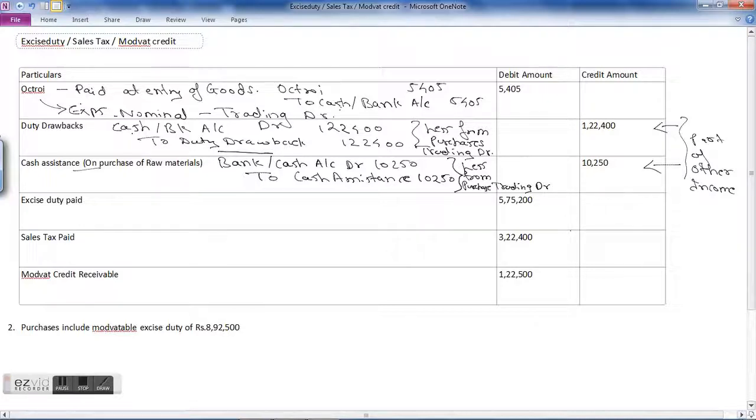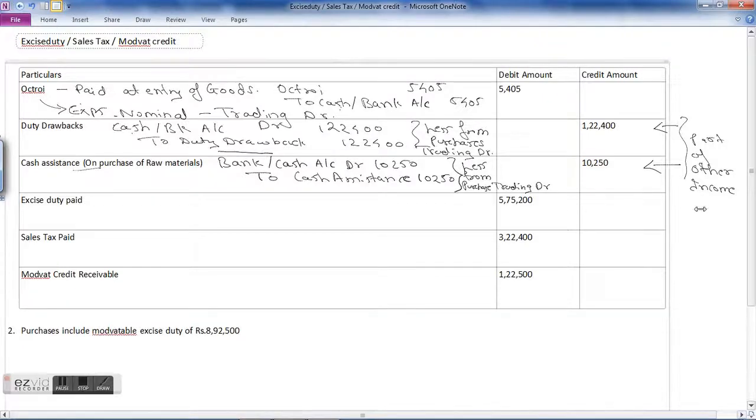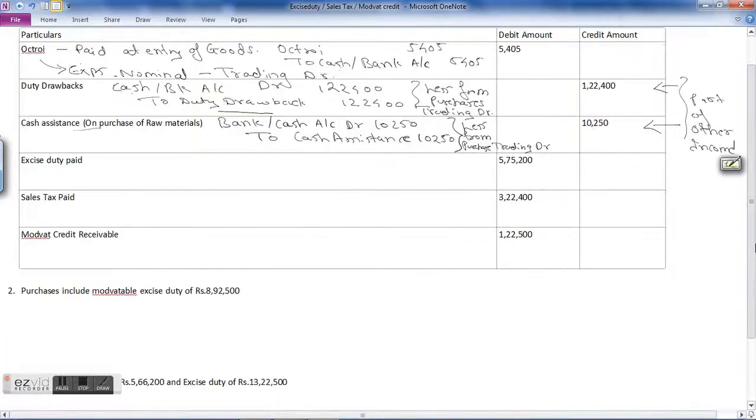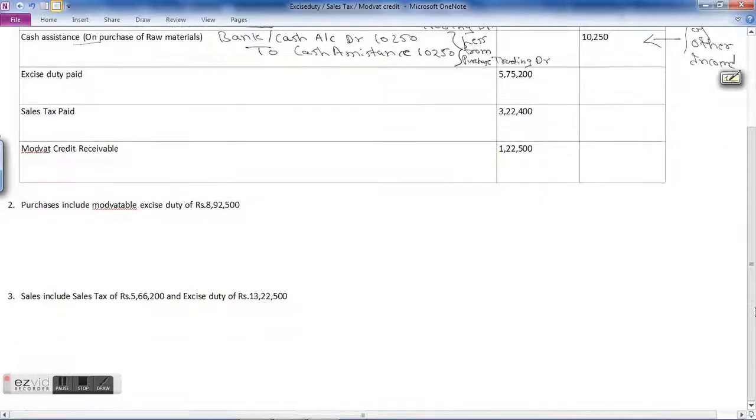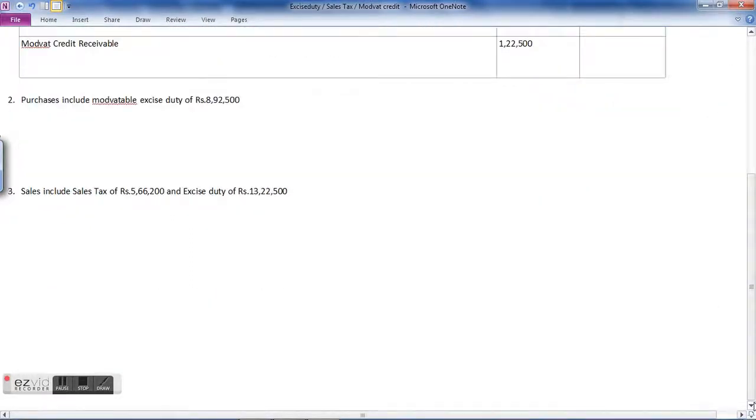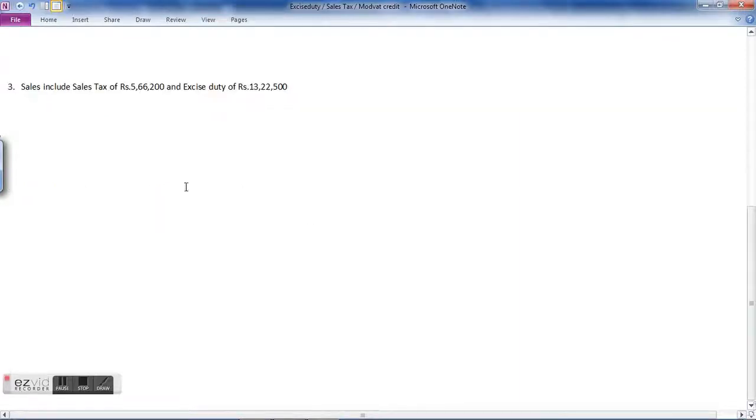Okay, now we will see excise duty, MODVAT credit receivable, sales tax, and other adjustments related to sales tax and excise duty. So what is excise duty and sales tax? First I'll explain it to you.